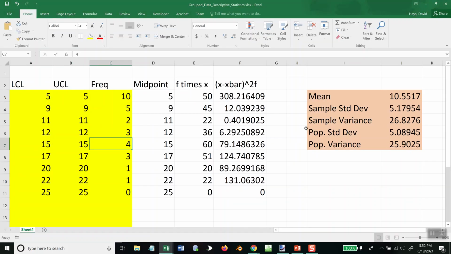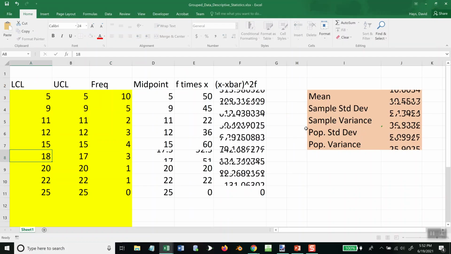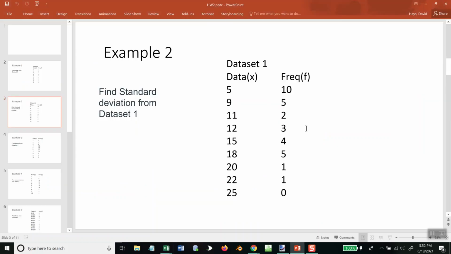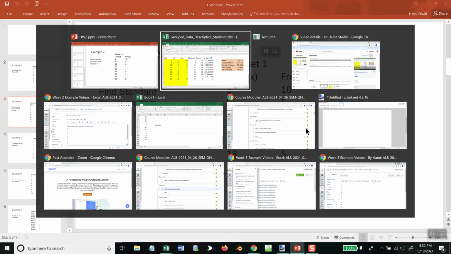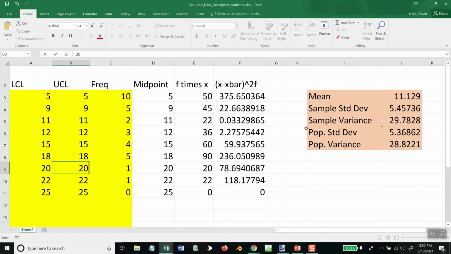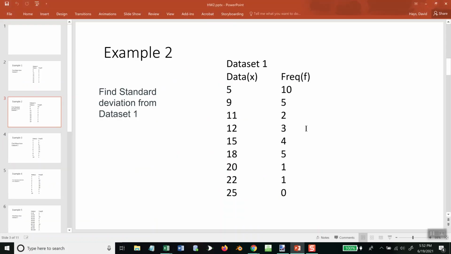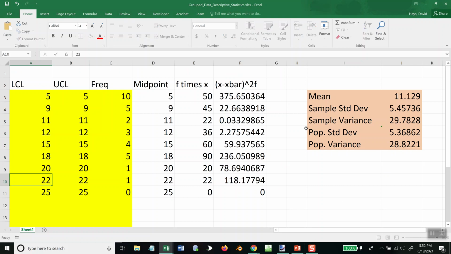15, 15 and 4. 18, 18 and 5. And 20, 20 and 1. And I know those are the same values I already have there, but I'm just demonstrating. You probably don't have those when you go to work the problems. So you're typing them in.